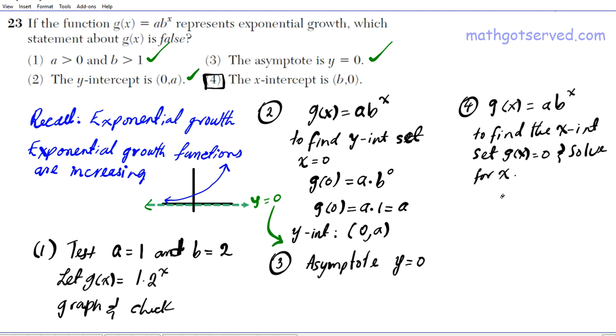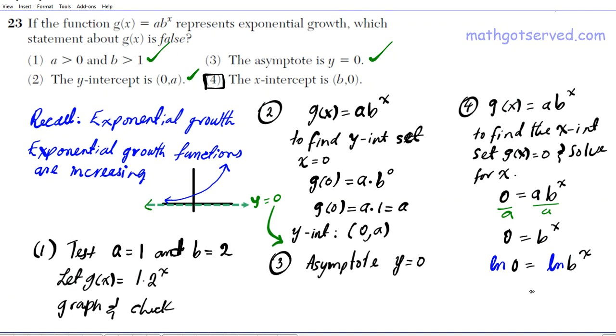So we're going to set g of x equal to 0. We're going to have 0 equals a times b to the x. To get b to the x by itself, divide both sides by a. 0 over a is just 0. 0 equals b to the x. To get b by itself, what we can do is take the natural log of both sides, or log base b. Let's just take the natural log of both sides. Okay, so natural log of that, natural log of b to the x.